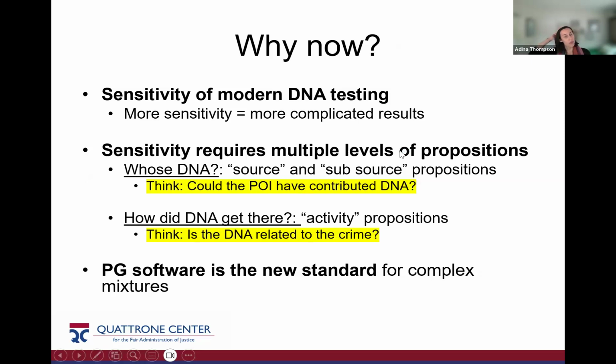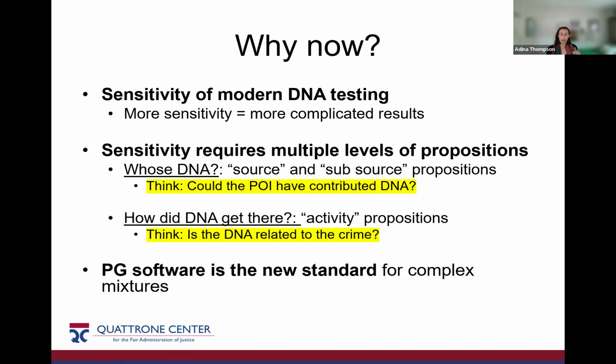So why do this now? Why do a foundation review now? What's different? So we've got a number of things that are different that makes this useful. So first, we know that DNA testing now is more sensitive than it's ever been. And we know that increase in sensitivity means we have more complicated results. More sensitive, you're picking up more data, you're going to have more mixtures, you're going to have more noise. So we know that the results we're getting now are more complicated than they were 20 years ago.